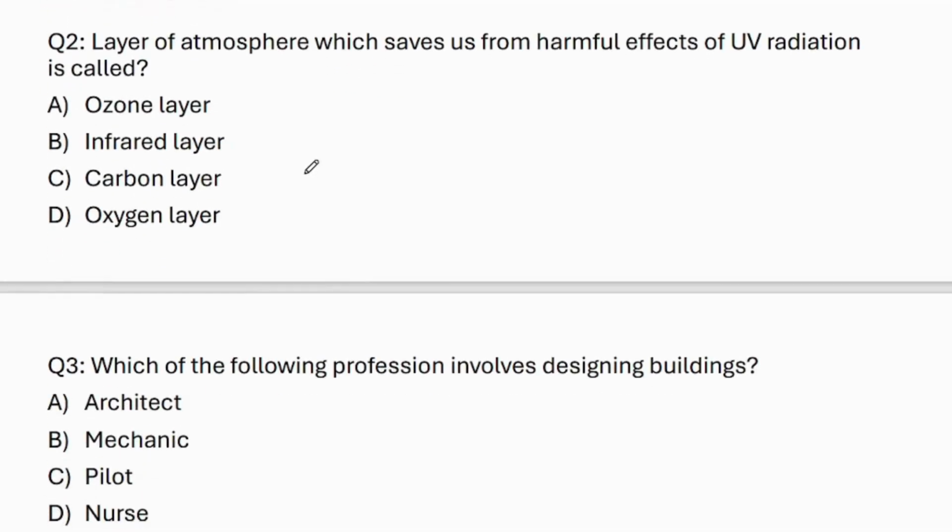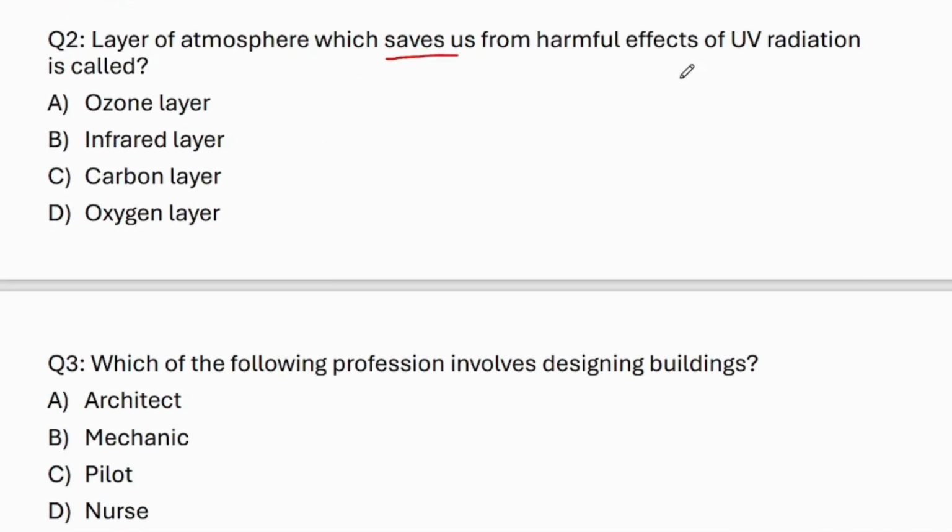Moving on to the next question, the layer of atmosphere which saves us from harmful effects of ultraviolet radiation is called ozone layer. There is nothing called infrared layer, neither carbon layer nor oxygen layer. So ozone layer. Ozone layer helps us save from harmful effects of ultraviolet radiation.